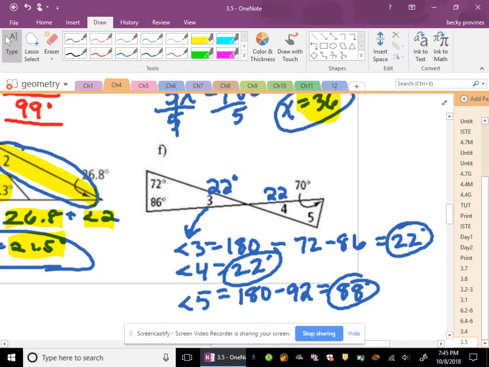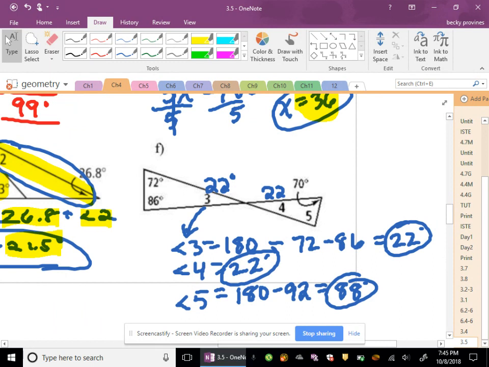Okay, F. Now, we know triangles have 180 degrees. So let's look here on the left. We, of course, see this triangle. We know 2 of the angles. And so to get angle 3, notice I took the 180 and I subtracted, that's a minus, subtracted the 72, and I subtracted the 86 to get a total of 22.